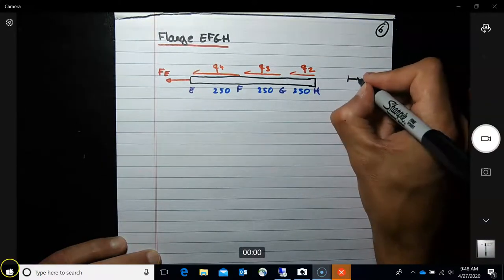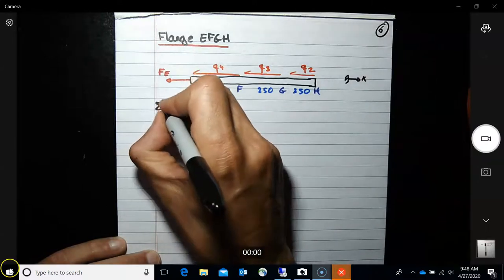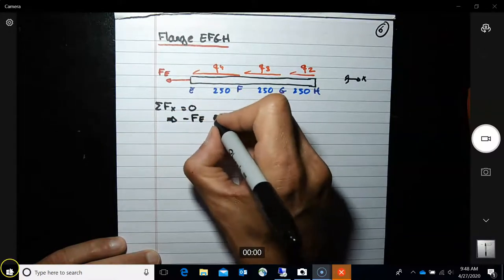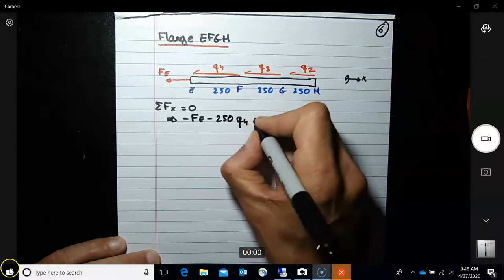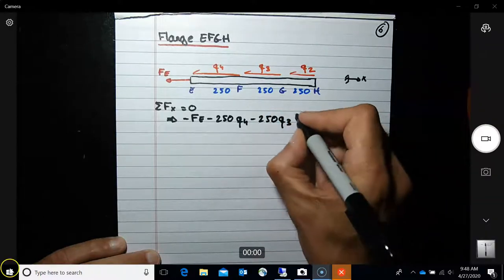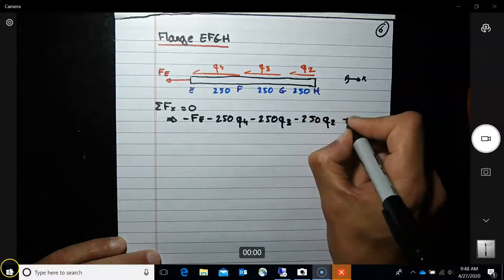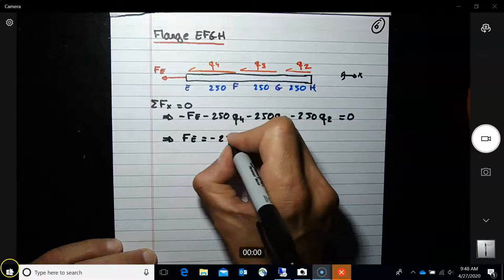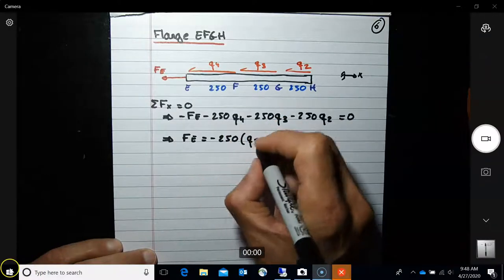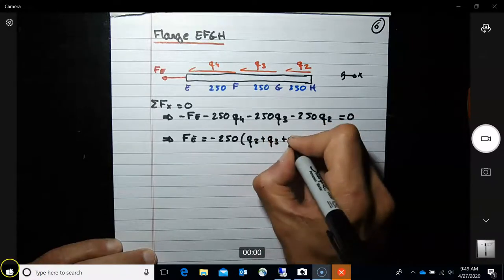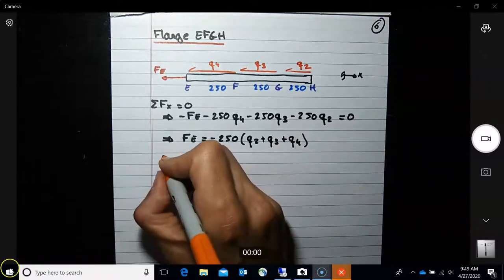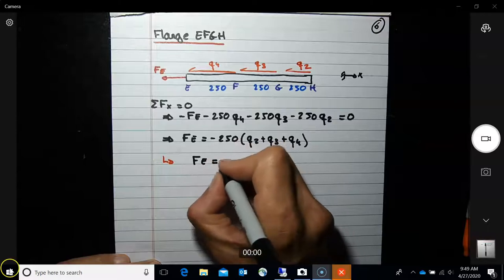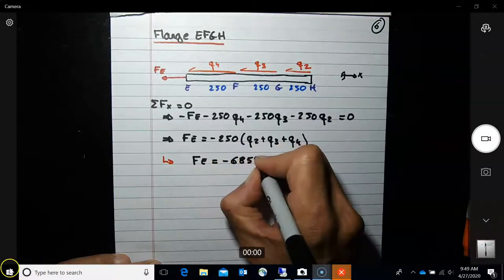So again, we see this time the loads are again in the X direction. So we say summation of forces in X equal to zero, which is going to give us minus F sub E minus 250 Q sub 4 minus 250 Q sub 3 minus 250 Q sub 2 equal to zero, which is going to give us that F sub E is equal to minus 250 times (Q2 plus Q3 plus Q4). We know the values for Q2, Q3, Q4, which will give you F sub E equal to minus 6,859 newtons.